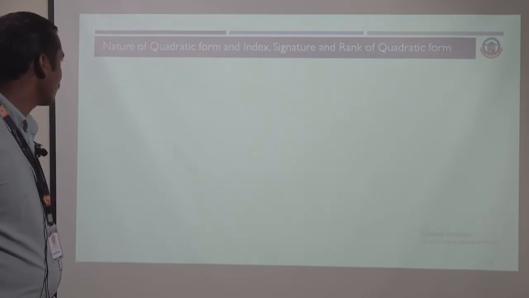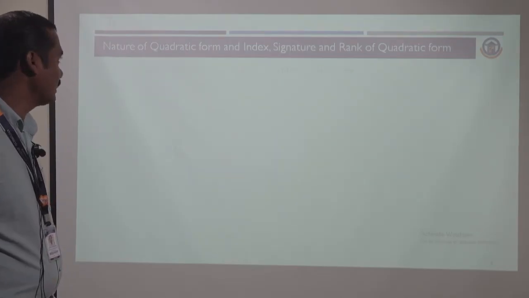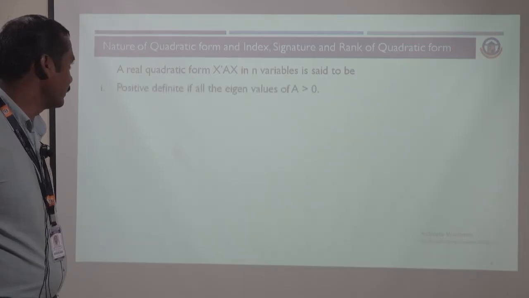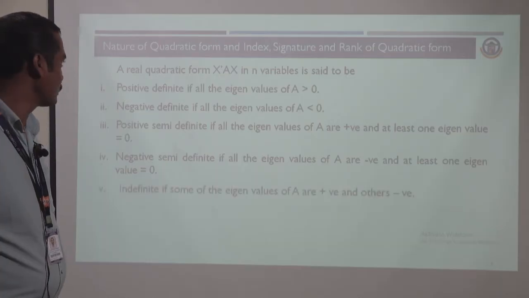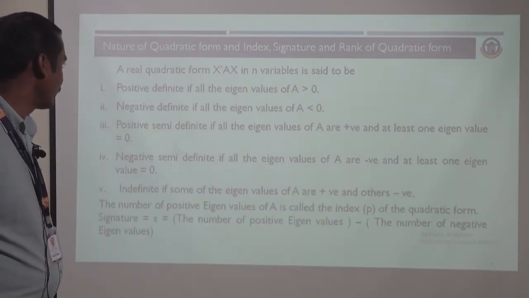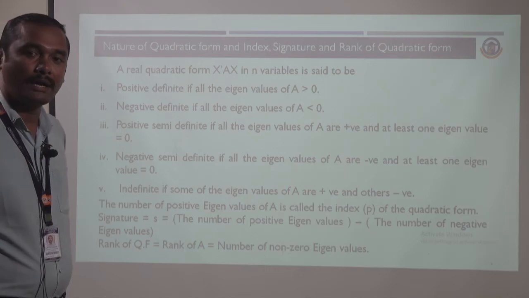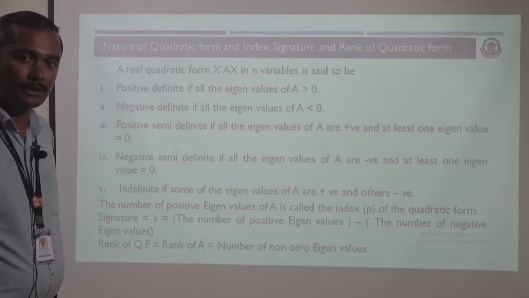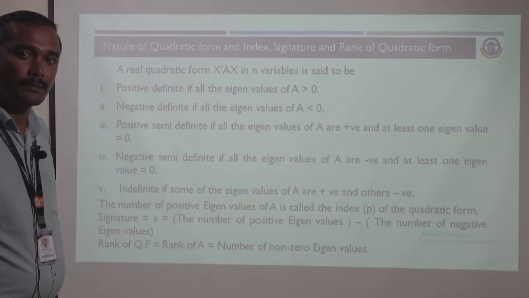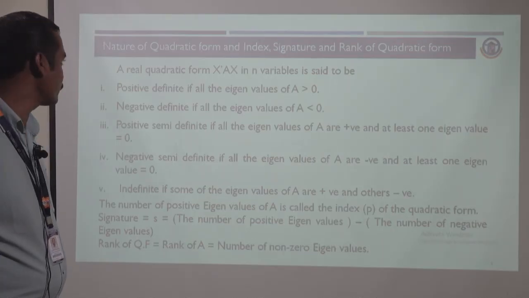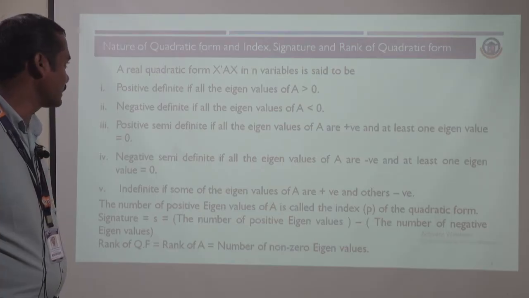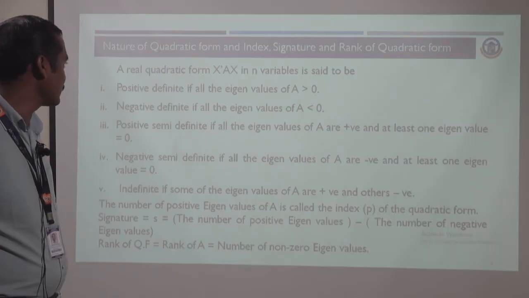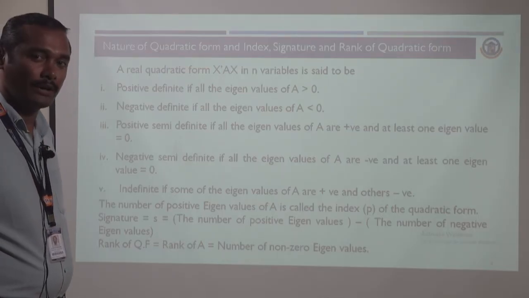Next, nature of quadratic form, index, signature and rank of quadratic form. We can classify the given quadratic form into different categories. The first one is positive definite. If all the eigenvalues of the matrix corresponding to the given quadratic form are positive, it is known as positive definite. If all the eigenvalues of the matrix A are less than 0, that means negative values, the classification of quadratic form is negative definite.